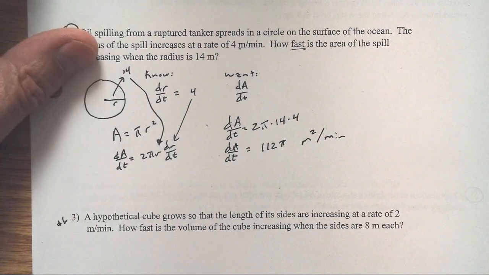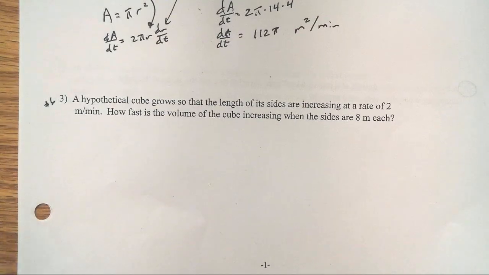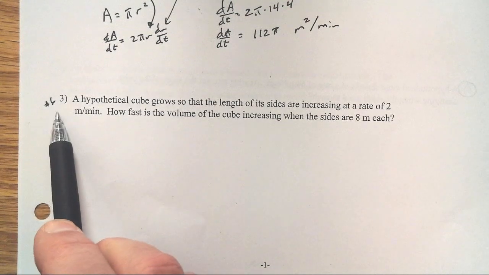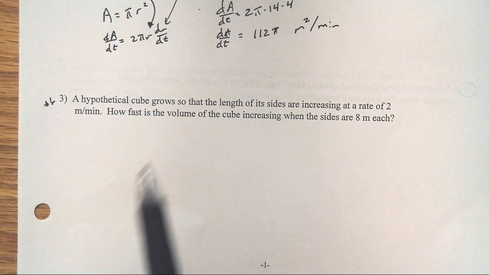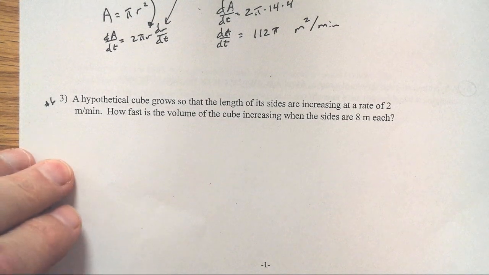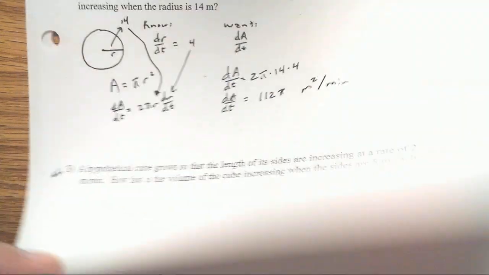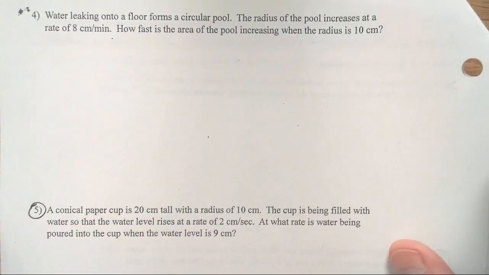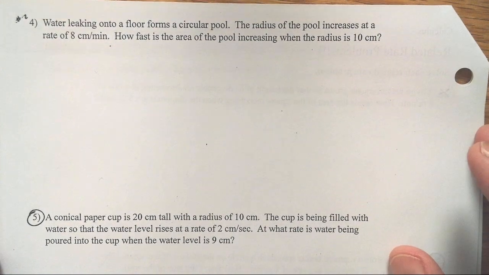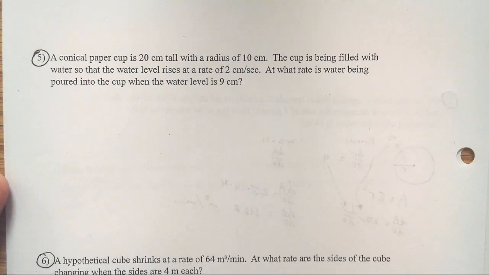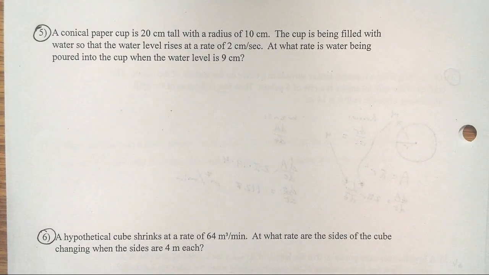Then number 3 talks about a cube growing. I'm actually going to do number 6 a little bit later. That would be very similar to it. I'm choosing it because it has the cube shrinking, but no real other reason. I'm just trying to give you a feel for the different problems within this worksheet. As you can see, number 4 is an awful lot like number 2 that we just did. So I'm going to jump to this conical paper cup, number 5.